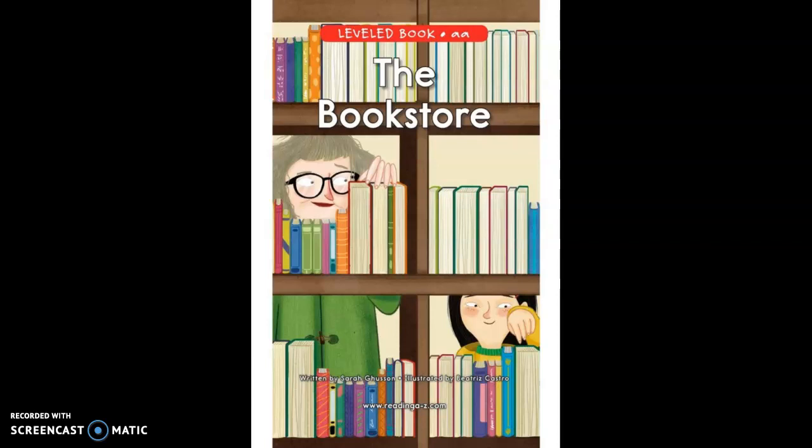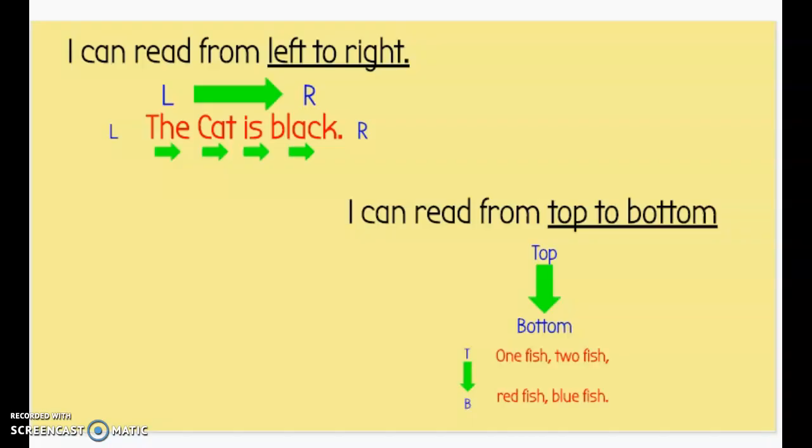We're going to be reading this book, but before we do that, let's read our I can statements. We want to remember for today is I can read from left to right. So for example, the sentence, the cat is black, I started on the left side and continued reading to the right side. I read from left to right.